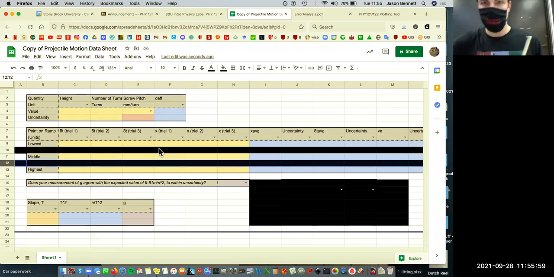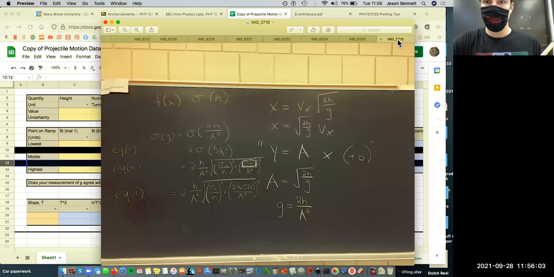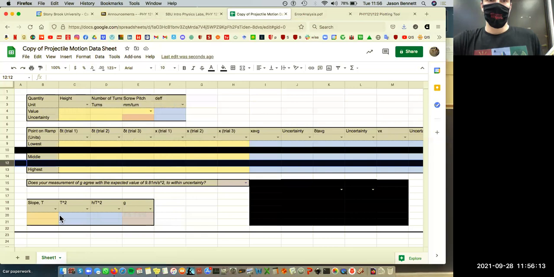That's all I have. Let's see, I don't think there are any other slides. One more, the uncertainty. This is actually kind of irrelevant. When I was doing this lab, I didn't realize that not only do they have a column for the slope, but they also ask you to do the slope squared and do the height over the slope squared.